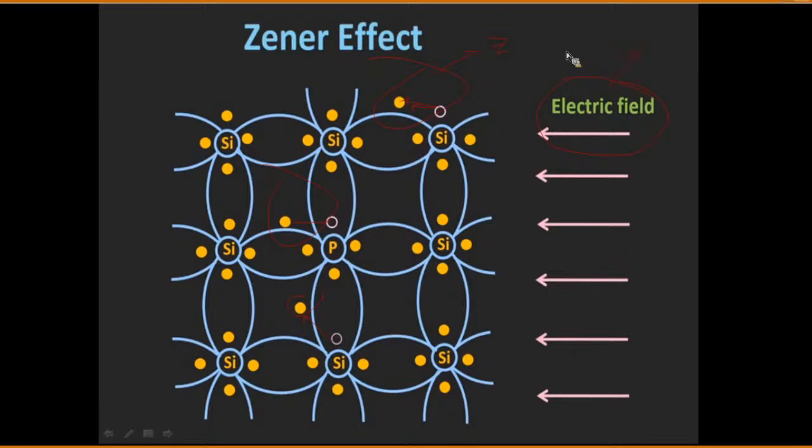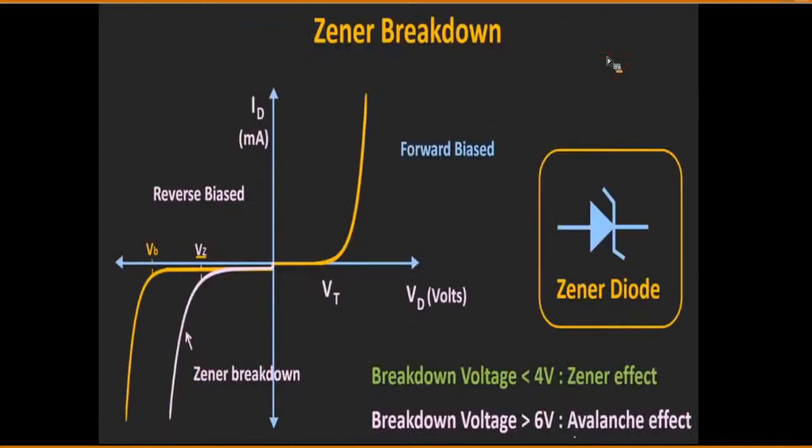Now, what is avalanche breakdown? Avalanche breakdown is mainly due to high reverse voltages, and Zener breakdown is due to a stronger electric field. Now this is the difference between avalanche breakdown as well as Zener breakdown.